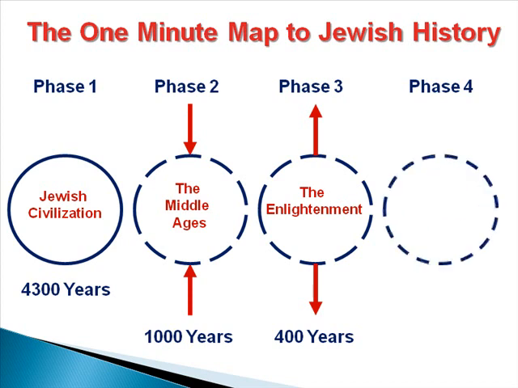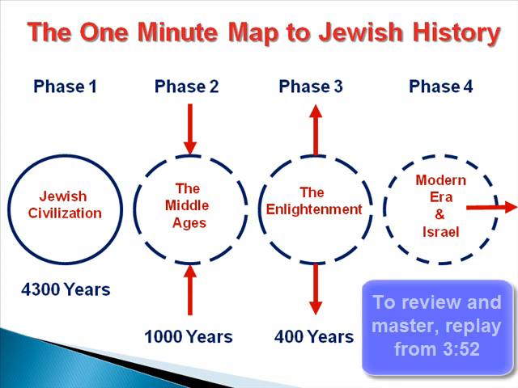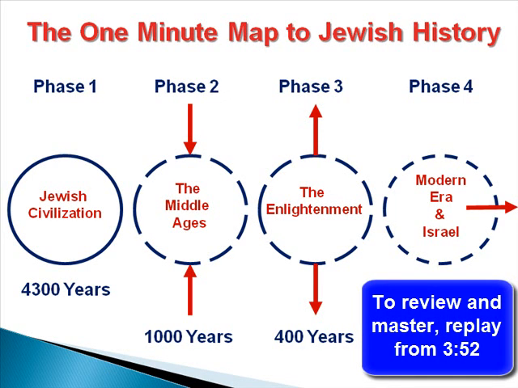And then phase 4, we see that we're never going to get full acceptance amongst any nation, and that's the modern era and the return to Israel to a certain extent, and that's the phase we're in as we try to figure out where we are. From this point on, anything you learn is going to fit within this 1-minute map of Jewish history. In fact, all of world history is going to fit within this map of Jewish history, because it takes us right from the very beginning of creation to present day. This is going to be our outline for Jewish history, and now we're going to go into phase number 1, which is the development of Jewish civilization.